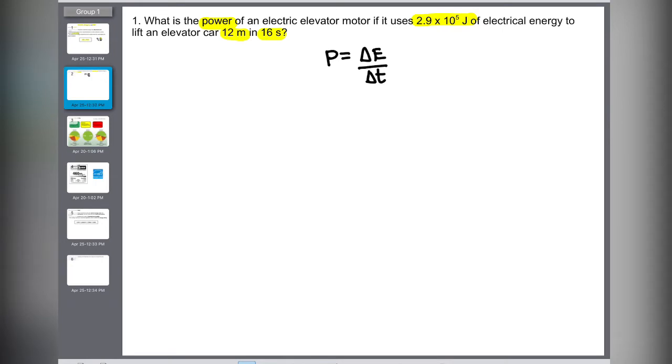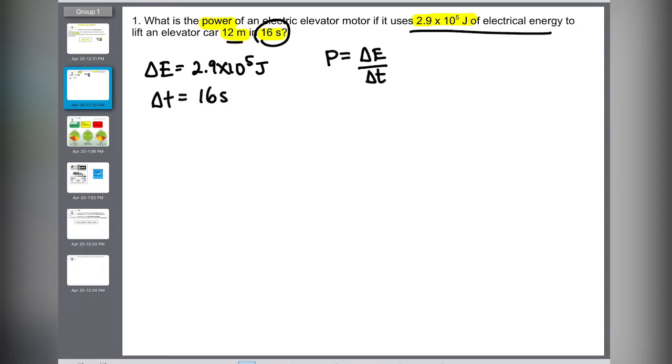They told you that you have your electrical energy, which is 2.9 times 10 to the 5, and they tell you the time. We actually don't need to use the meters in this case because they already gave me the change in energy. So the change in energy is 2.9 times 10 to the 5, and I know the time is in seconds, so that's great. I can just leave it in there.